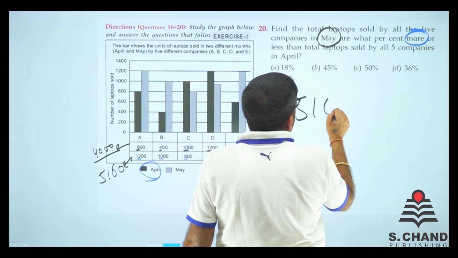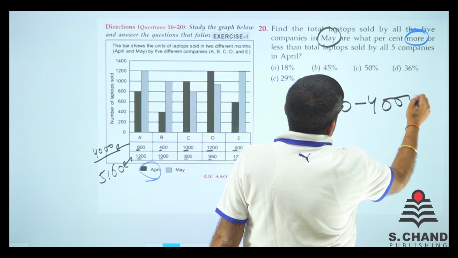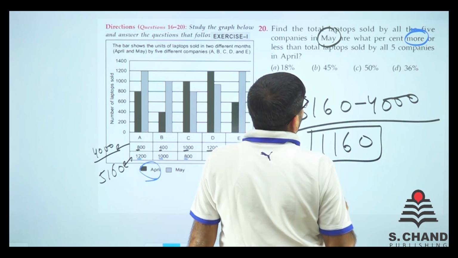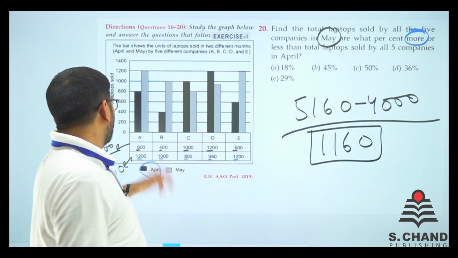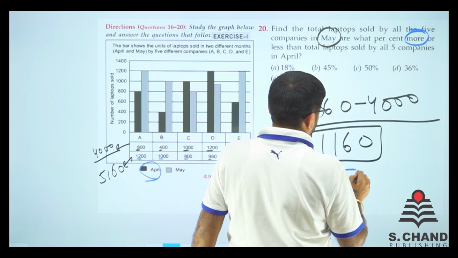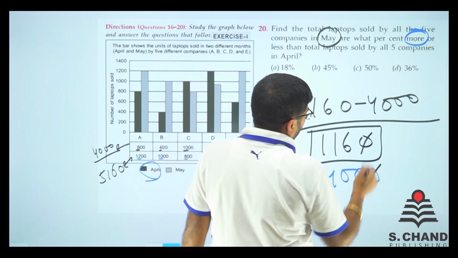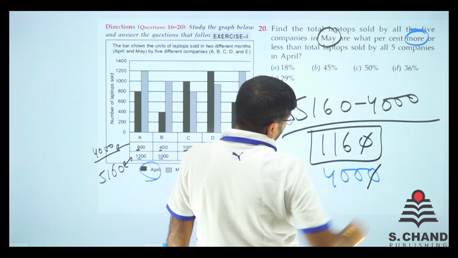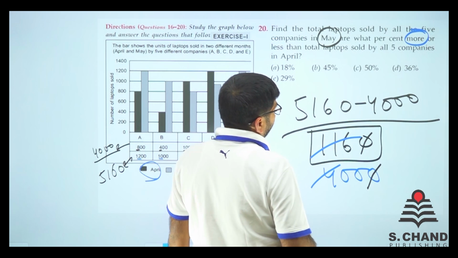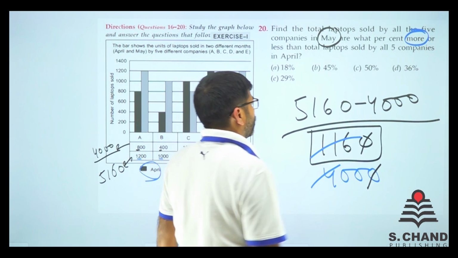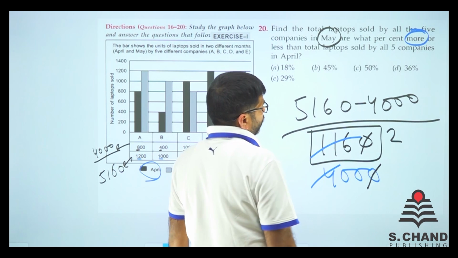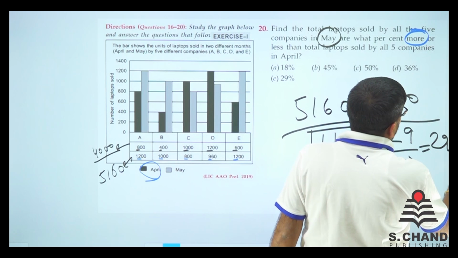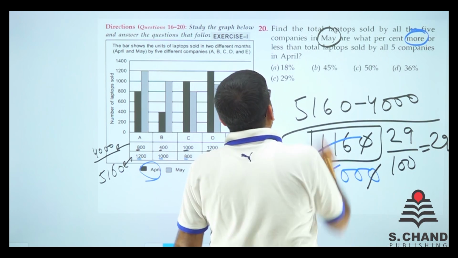So do one thing, 5160 minus 4000, it's like 1160. Now this is how much more than that? So just divide it by 4000. Right, so do one thing, just remove that 0. Now leaving the 2 zeros ahead, 116 divided by 4. So 11 is like 2 times. We got 36, so 36 is 9 times. 29 by 100, that is 29% more. Is there any option 29% more?